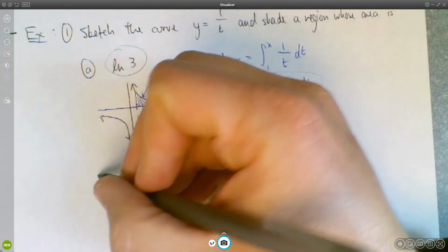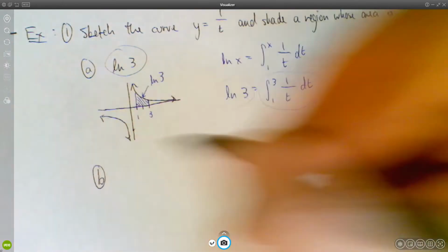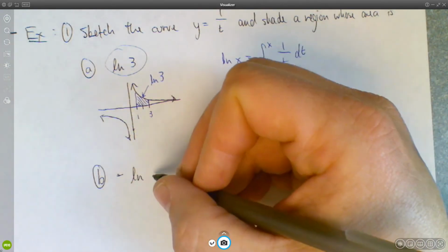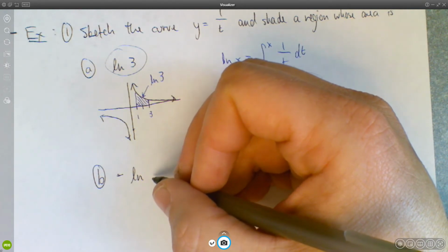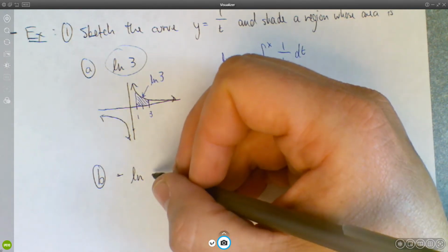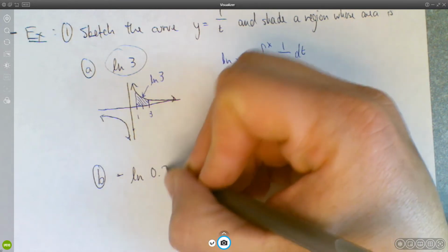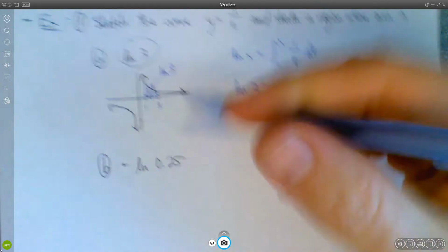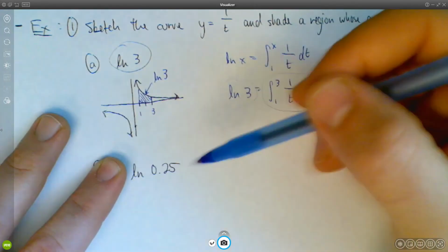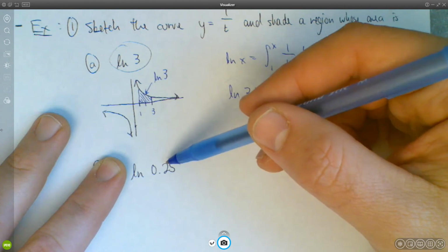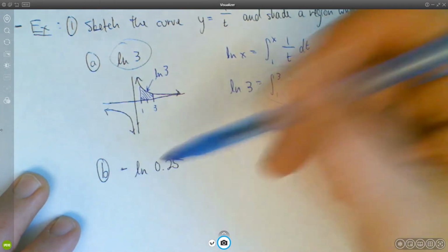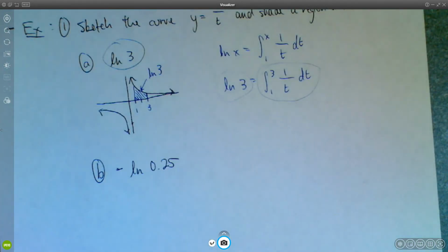Okay, here's another one. I'll let you pause the video and see if you can do this one. See if you can shade in a region whose area is negative natural log of 0.25. Now be careful. Natural log of something less than 1 is a negative number. You make that negative and now it's a positive number, so this is still a positive area. But anyway, give the video a pause and see if you can figure that one out.